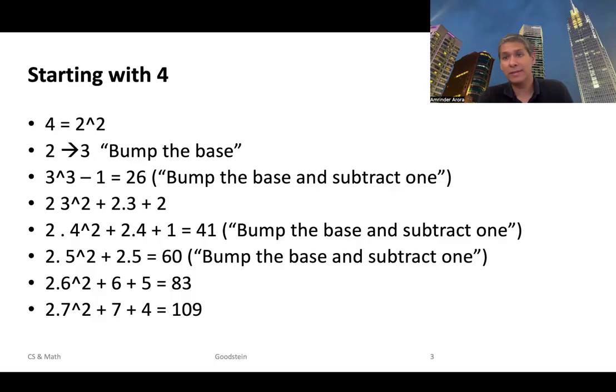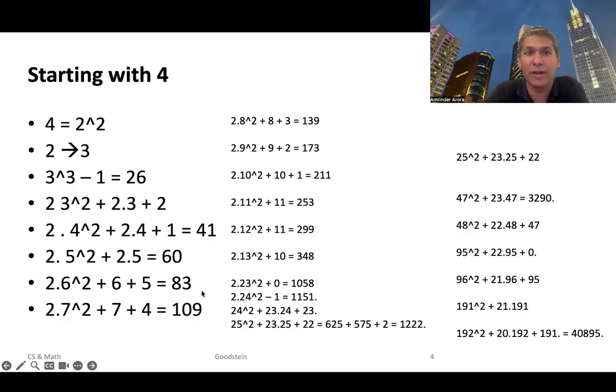Now again, we'll bump the base. Wherever we see a 3, we'll change it to a 4. So we have 2 times 4 squared plus 2 times 4 plus 2, and then subtract 1, so that becomes plus 1. Now we have gone from 4 to 26 to 41. We do it one more time, to base 5, and we get 60, then 83, then 109. And the numbers keep getting larger and larger.